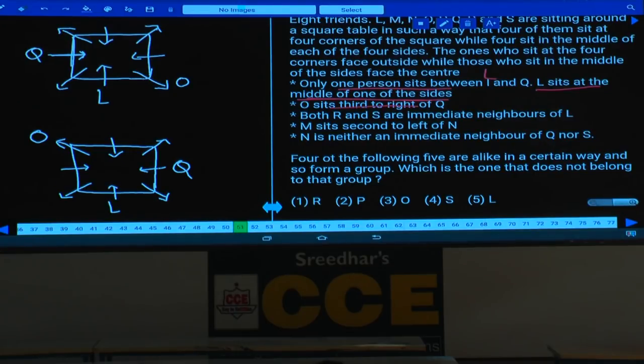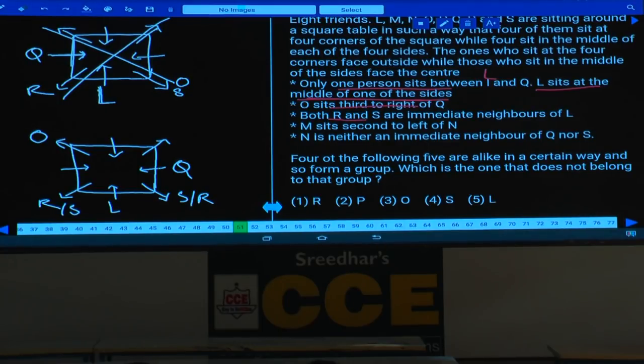And both R and S are the immediate neighbors of L. As both R and S are immediate neighbors of L, as L is here, if R is here, S must be in the place of O, which is not possible, isn't it? That means adjacent to L there must be 2 vacant places, but O occupies this place, and the first case is completely ruled out. Now we are left with only the second case, both R and S. If R is here, S will be here.